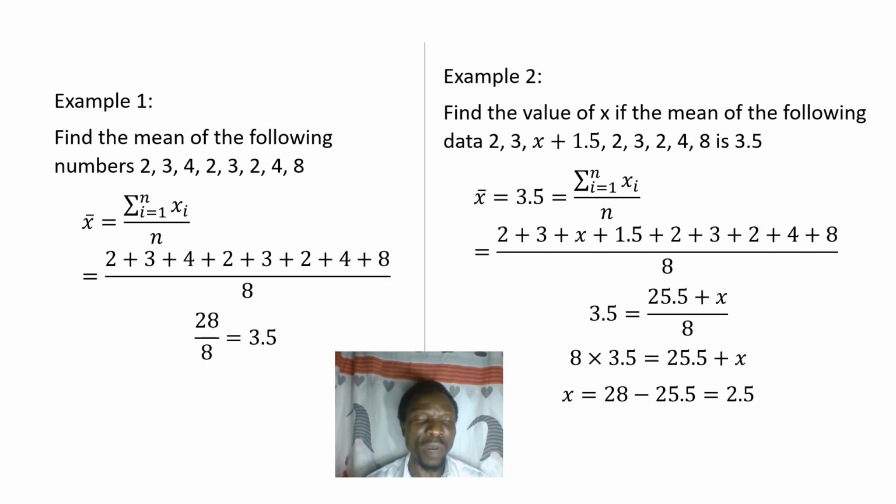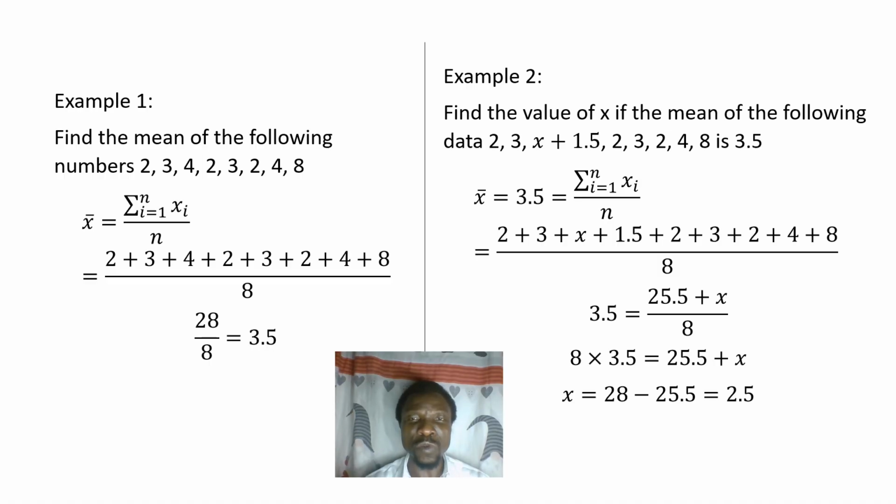So look at example 1. How do you find the mean of such a data? We're going to sum all those values: 2 plus 3 plus 4 plus 2 plus 3 plus 2 plus 4 plus 8. There are 8 values there. When you sum them, you have 28. Then the number of values that you summed is 8. So that's 28 divided by 8, which will give us 3.5. Therefore, the mean of that data, 2, 3, 4, 2, 3, 2, 4, 8, is 3.5.